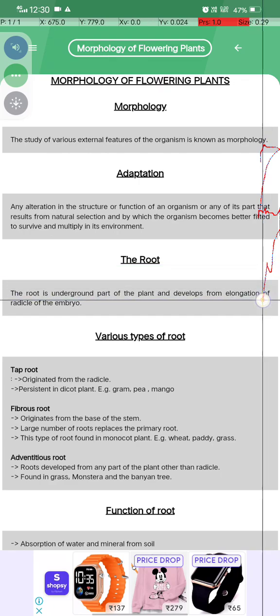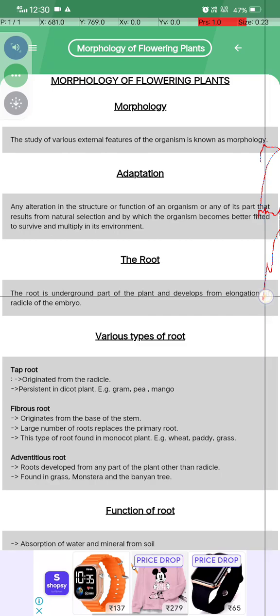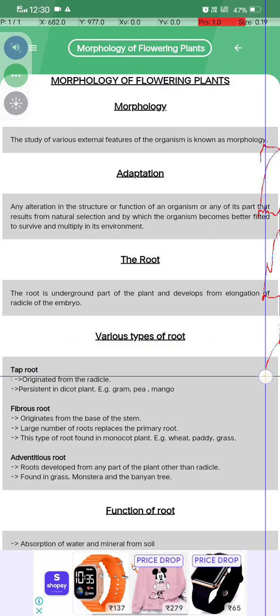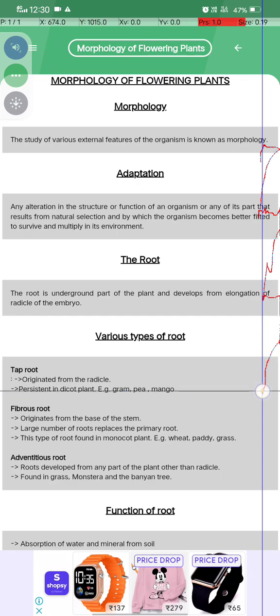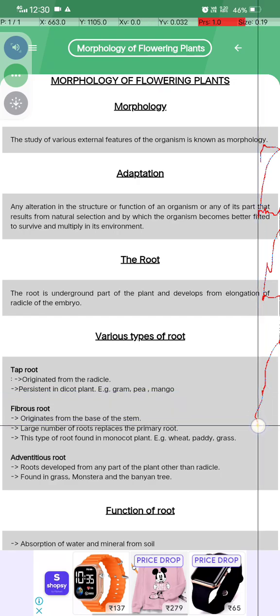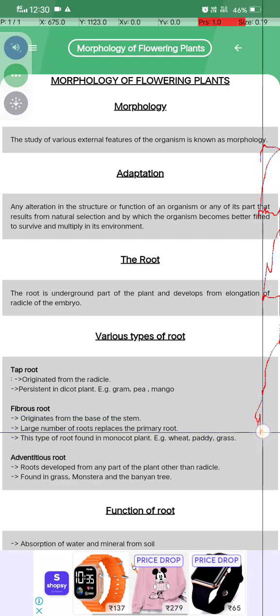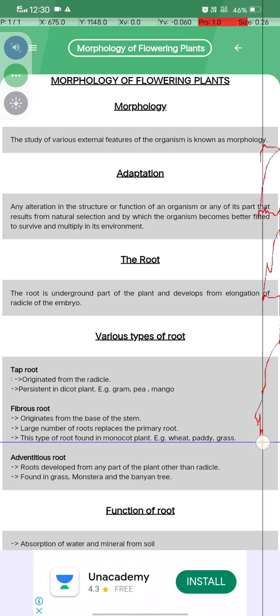The root is the underground part of the plant and develops from the elongation of the radicle of the embryo. Various types of roots: tap roots originate from the radicle and are persistent in dicots. Example: gram, pea, mango. Fibrous roots originate from the base of the stem. A large number of roots replace the primary root. This type of root is found in monocots.